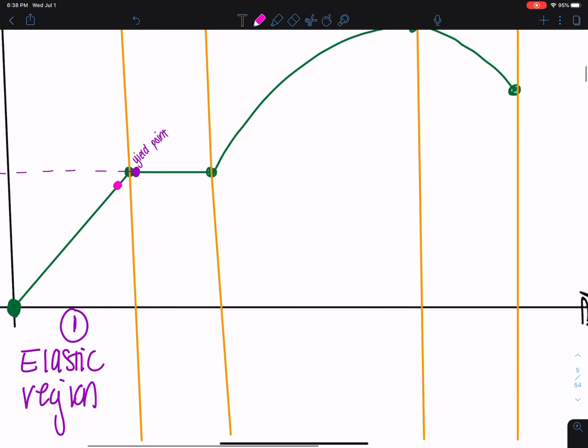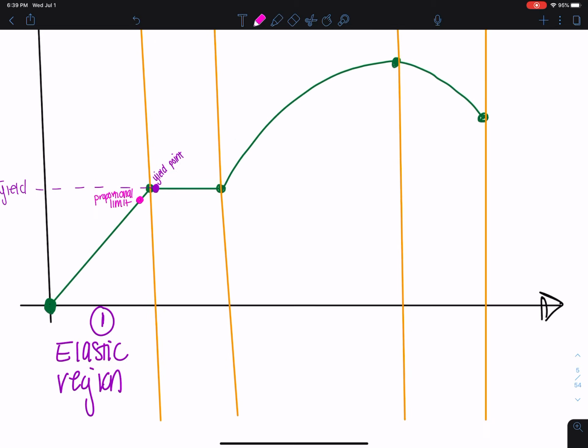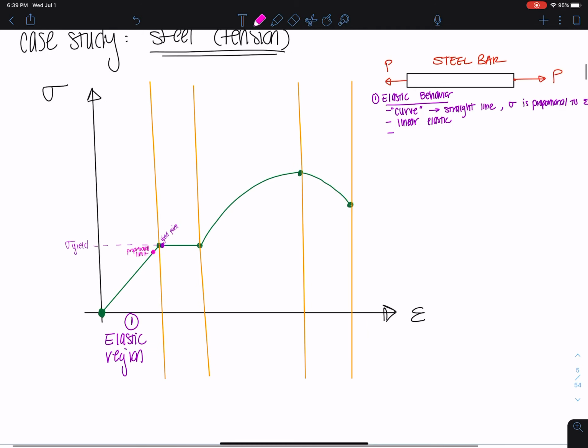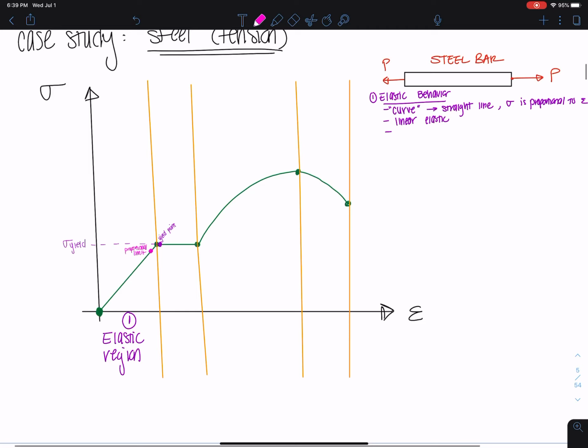We also have a point right before the end of our elastic region, which we call the proportional limit. And this is basically the first point where we can see some slight deviation from linearity. For the purposes of this class and for most other classes, these 2 points are so close that we just assume that they're at the same point.